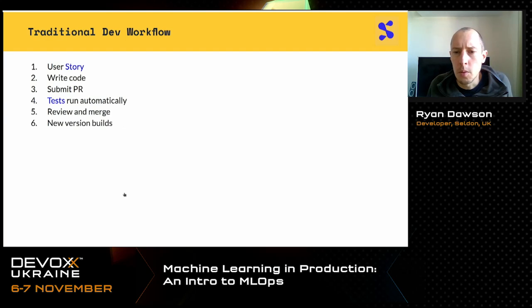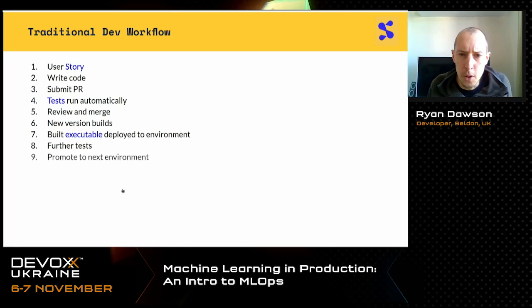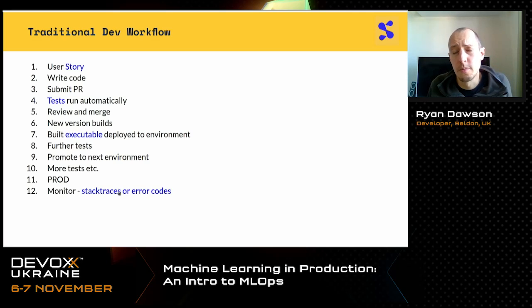There, our pipeline will build a new version of the app and deploy that to a test environment. Perhaps further tests will be run, and it'll get promoted to the next environment where there might be deeper tests, and then on to production. In production, we'll monitor for anything going wrong, probably in the form of stack traces or error codes.